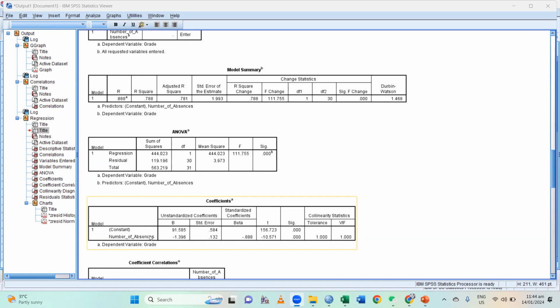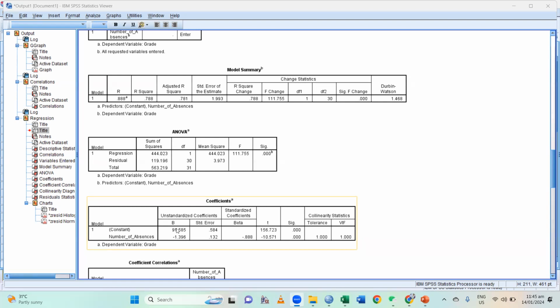Okay, according to Ma'am Pilyado, y equals negative 1.396x plus 91.585, and I agree with that also. So don't forget ang x, ha? Yes. So thank you, Ma'am Pilyado, no? But thank you also, Ma'am Abigail.